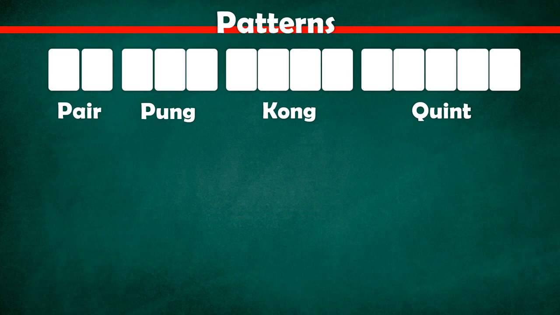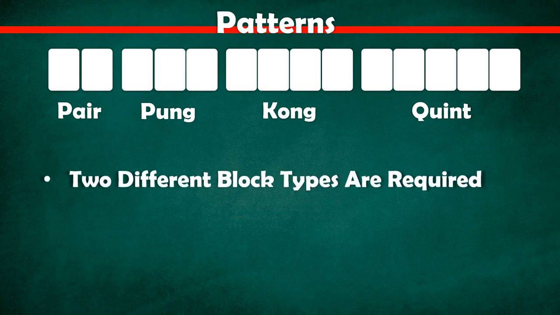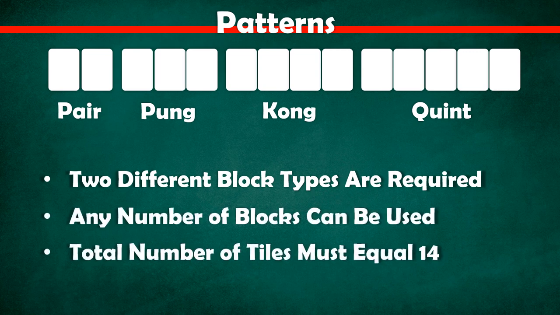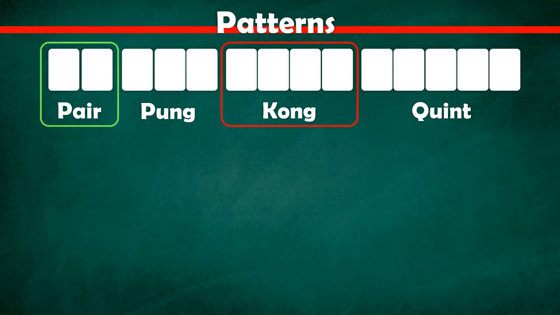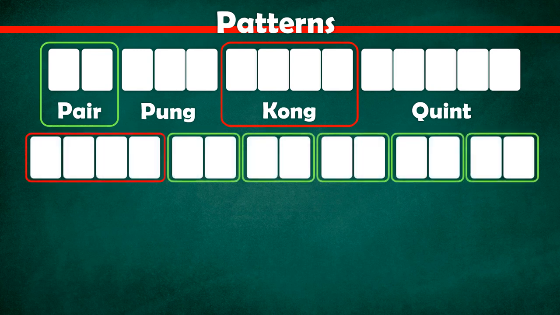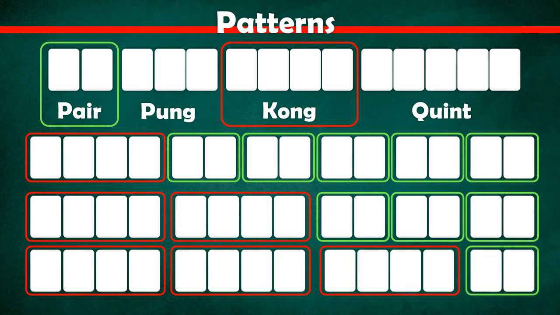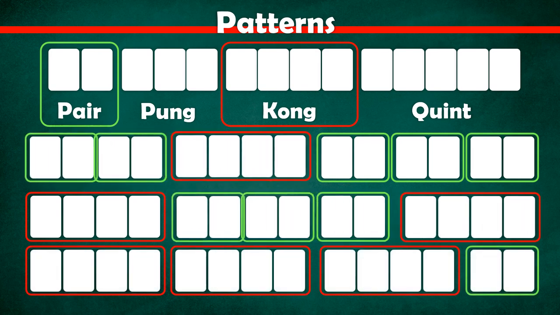In order to make a winning hand, you must use exactly 2 different block types. Any number of blocks of each type can be used as long as the total number of tiles adds up to 14. For example, if you use pairs and kongs as your 2 types, you can make any of the following patterns. 1 kong with 5 pairs, 2 kongs with 3 pairs, or 3 kongs with 1 pair. You can use the different types of blocks in any order you want.